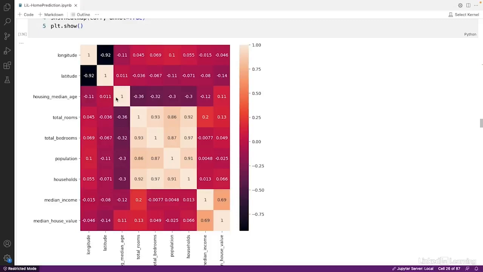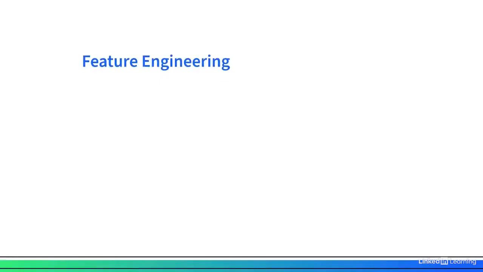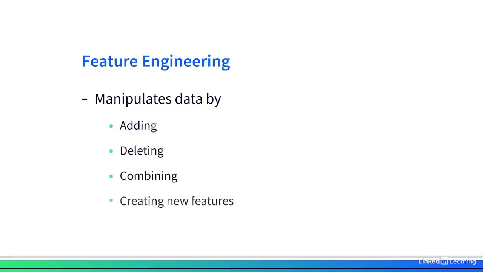Dimensionality reduction is the act of removing features to improve the runtime and effectiveness of your models. Now that we understand our dataset, we are ready for feature engineering, a process that manipulates your data by adding, deleting, combining, and creating new features to improve training and prediction capabilities.